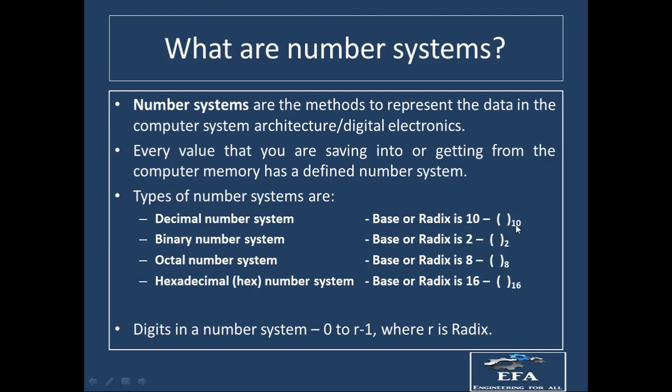Similarly, in the binary number system we have base equal to 2. Therefore, the numbers in the binary number system will range from 0 to 1. On the other hand, in the octal number system we have base equal to 8. Therefore, the range of the octal number system will be from 0 to 8 minus 1, that is 0 to 7. Similarly, for the hexadecimal number system, the range will be from 0 to 15.